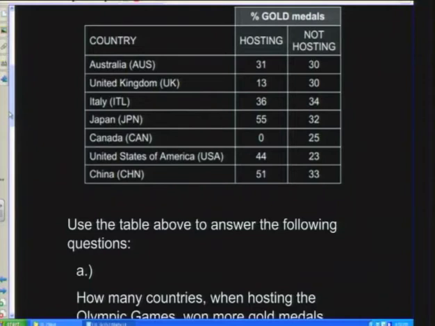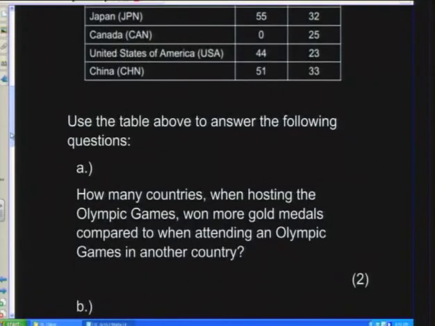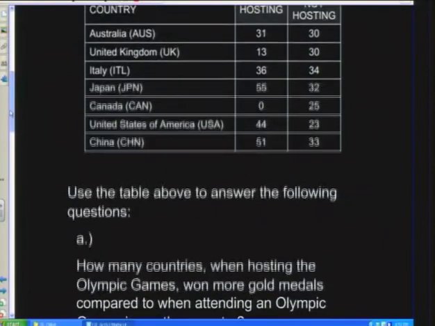The UK won 13 when they hosted the Olympics, and they won 30 when they were not hosting the Olympics. And so it gives us a whole lot of data. Now, it says, use the table above to answer the following questions. How many countries, when hosting the Olympic Games, won more gold medals compared to when attending an Olympic Games in another country? So let's have a look at this.